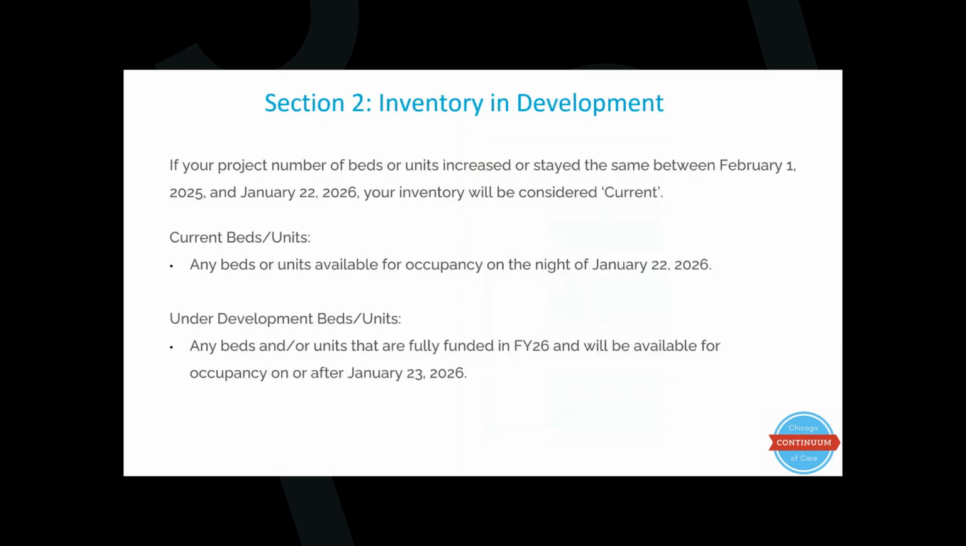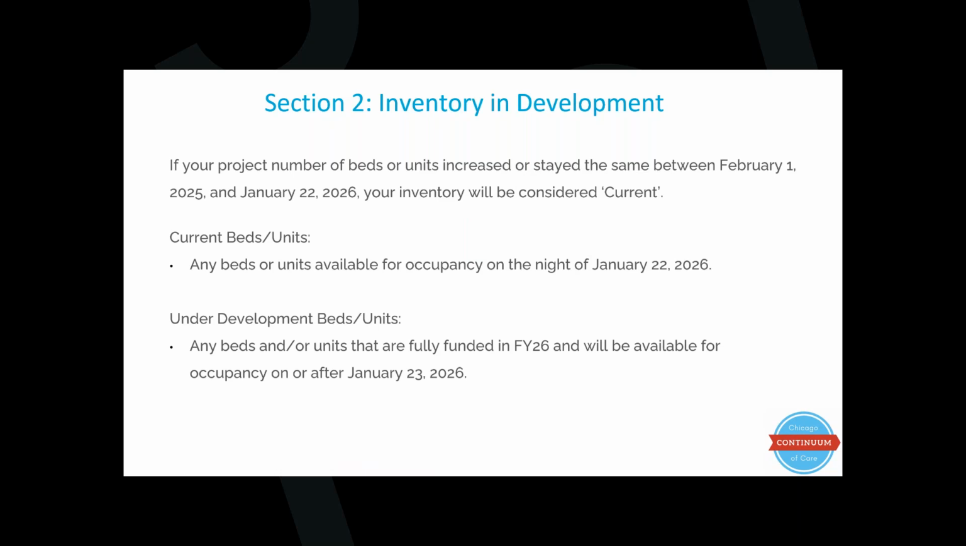Okay, so inventories and development. Inventories in development really refers to beds and units that weren't available on the night of the count. Let me just give you an example. If you have a bed inventory of, let's say, 20 clients, and you reported 20 clients in the last housing inventory count in 2025, and your inventory increased or decreased to, let's say, 30 beds prior to January 22nd, that inventory is going to be considered current.